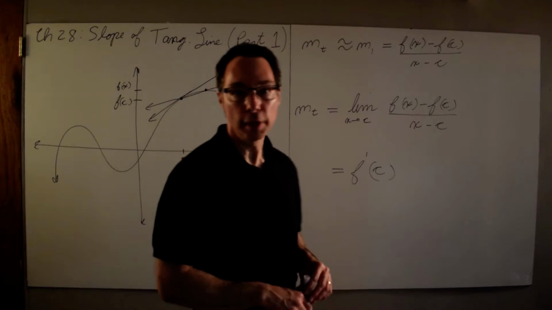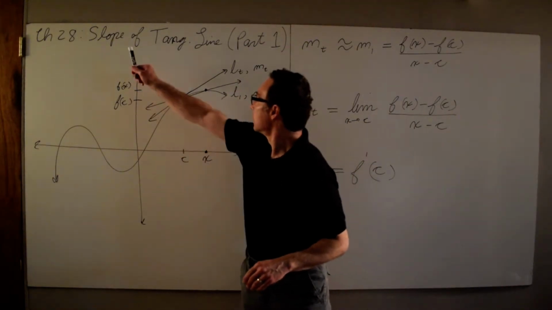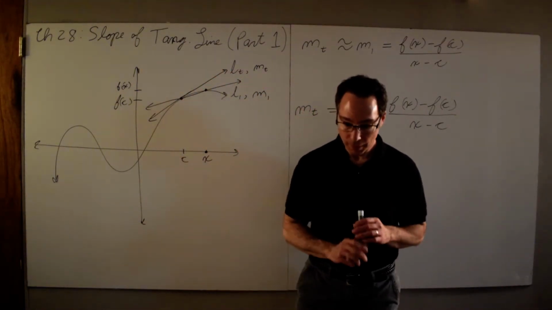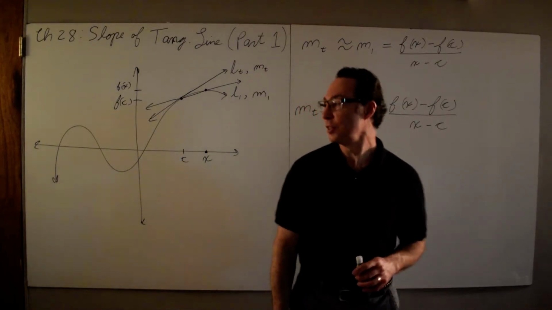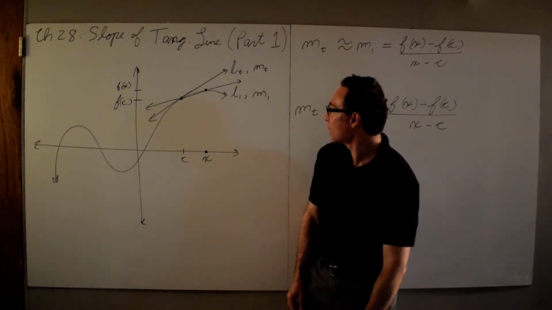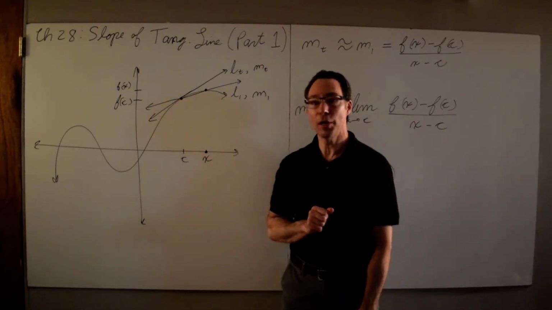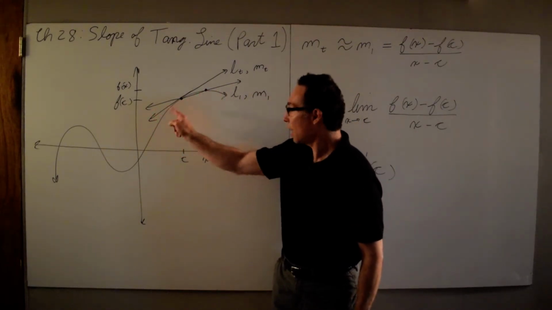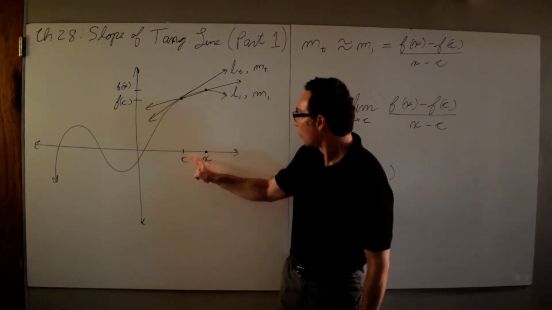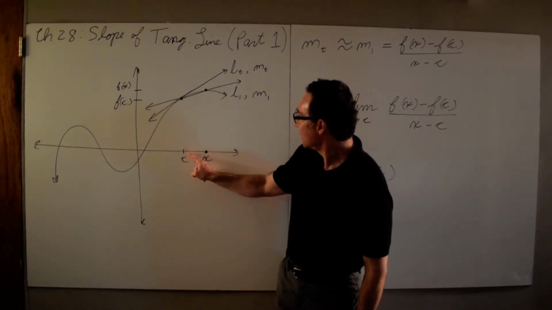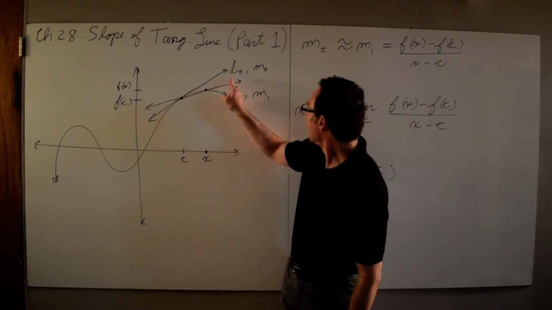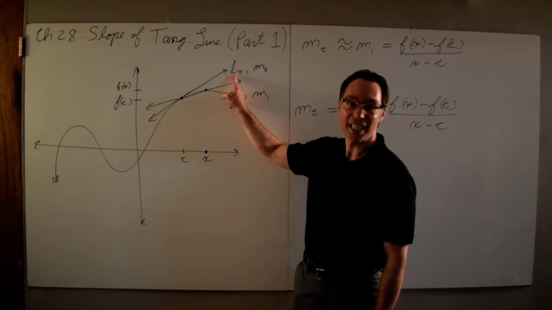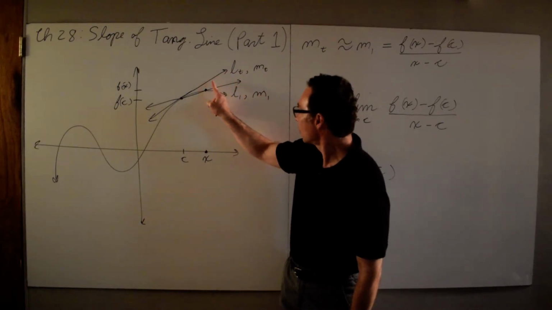This is the first video on chapter 28, slope of the tangent line. And theorem 236 essentially says that the derivative is the slope of the tangent line. So we draw the tangent line. I have two lines here, but we're looking at the tangent line at the point c, f of c. And that is the one that I've labeled L sub t for tangent. So this is our tangent line.